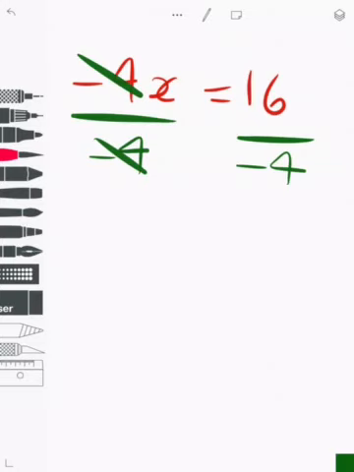And when I do 16 divided by minus 4, I get minus 4. So x equals minus 4.